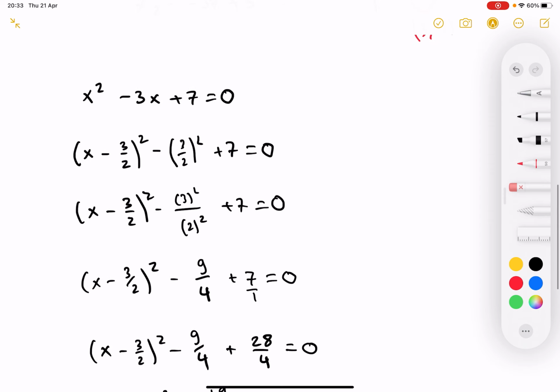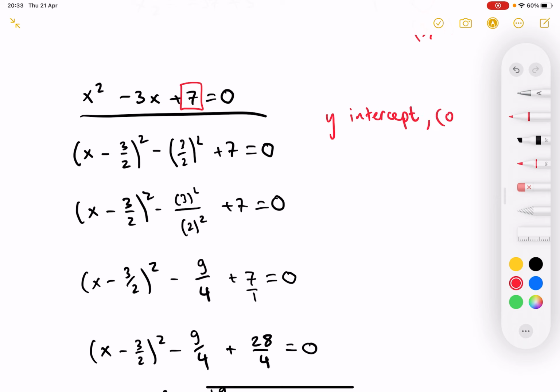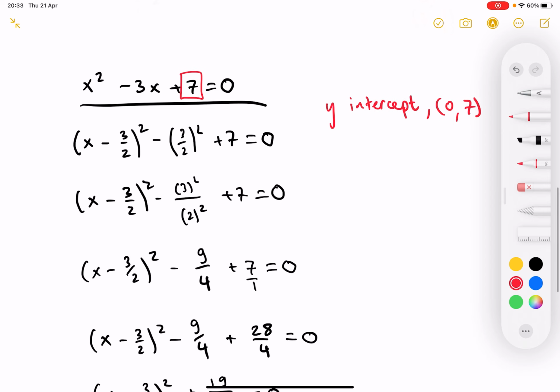Let's go back to the original. So the original, we know that this number without the x is going to be the y-intercept. So we know the y-intercept, where the curve intercepts the y-axis, is going to be at 0, 7. We then want to know, is this a u or an n? Because the x squared coefficient is positive, so this is shorthand for positive, plus positive, it means we have a u shape.